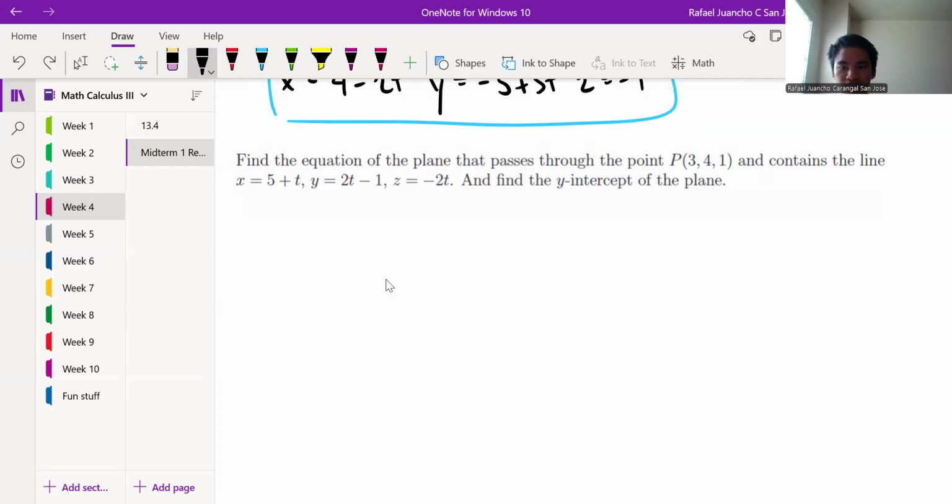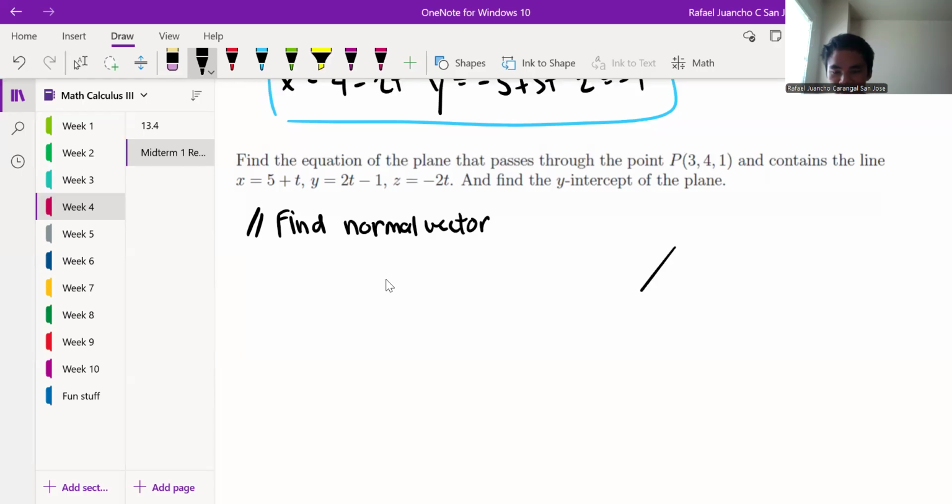So let's do that. We actually have our point already, which is this. Now we just need to find a normal vector. Now, how will I be able to do that? Well, it says here that the plane contains this line. So this is a line. And what can I say about this line? Well, I can say a line has an initial point, right? And it also has a vector.